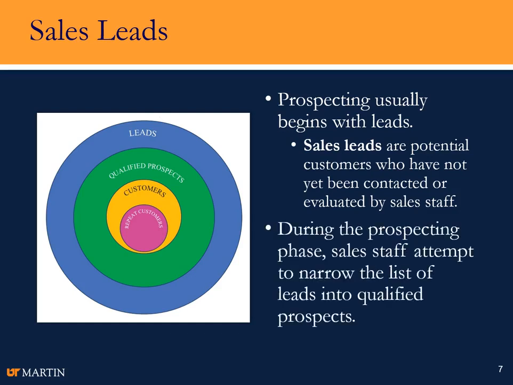Another would be if you're looking at selling something that is primarily used by the elderly, for example, walkers, then you would want to choose your leads based on age. During the prospecting phase, the sales staff is going to attempt to narrow that list into qualified prospects, which means that they are not only people who fit this target demographic, but they also meet some other key requirements for being a willing buyer.